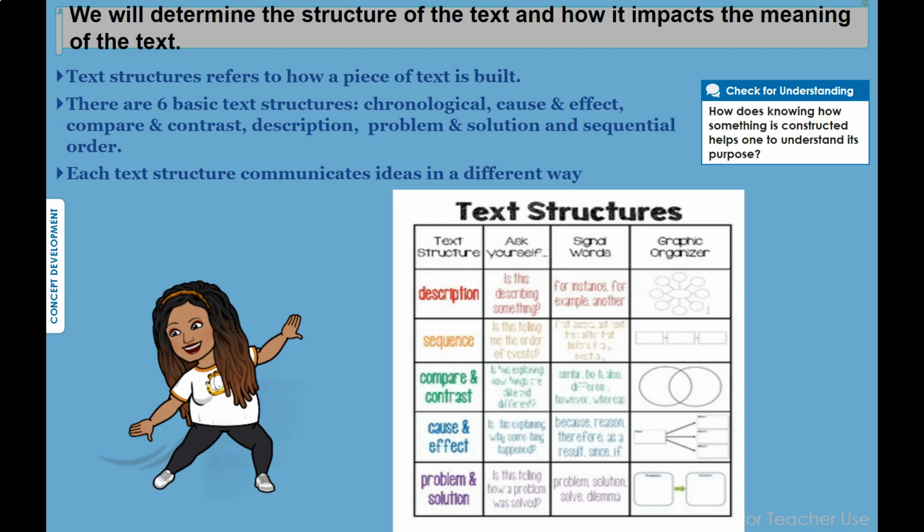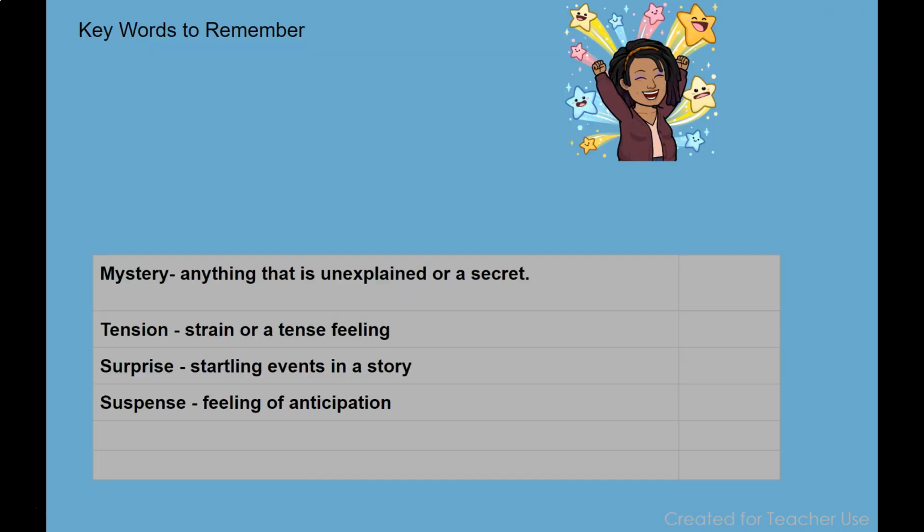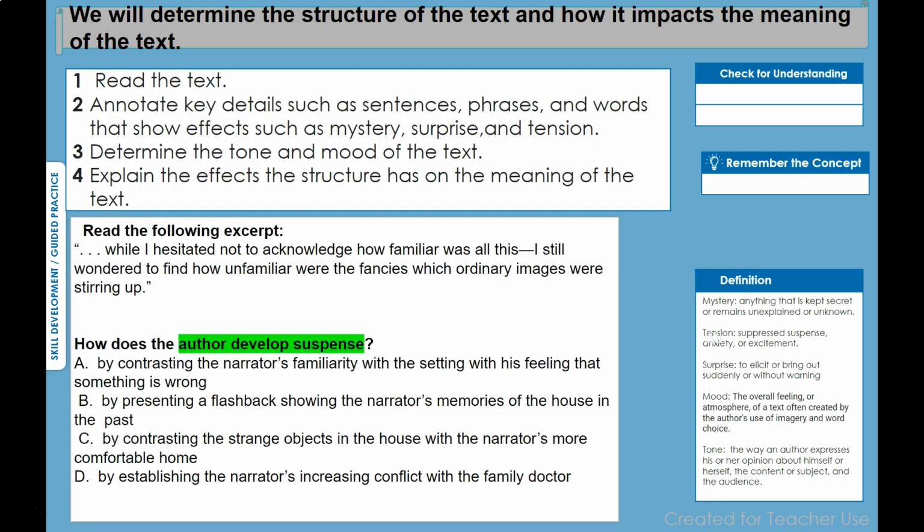Okay? Alrighty. So again, here are our keywords to remember: mystery, tension, surprise, and suspense. Again, the purpose of our text is to be able to understand how the author structures a text to create these elements. So, how are we going to determine this text structure and how it impacts the meaning?